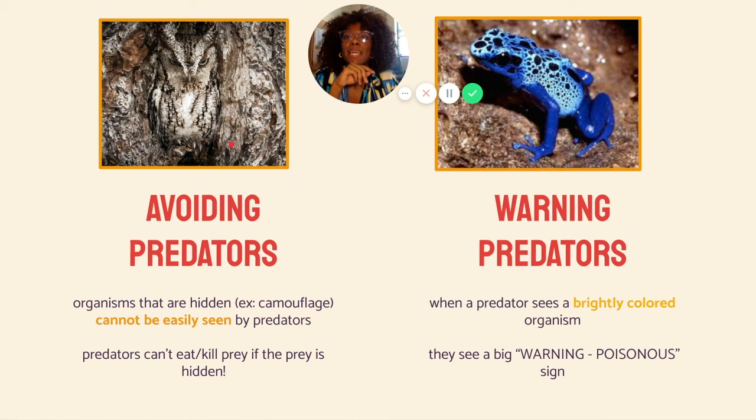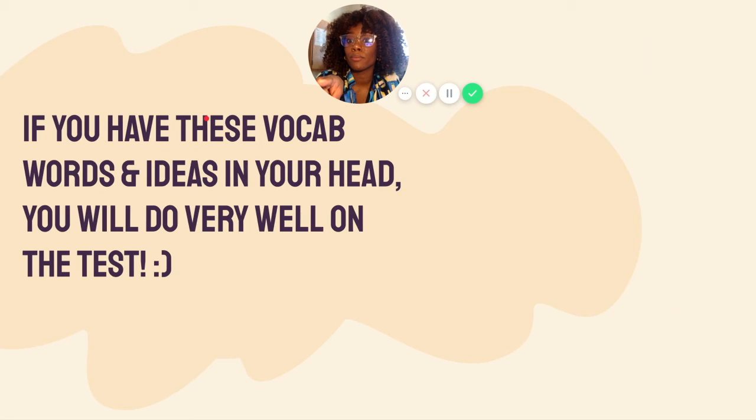While organisms that cannot be seen are avoiding predators altogether because predators can't see them. And think about it. This looks more like a warning. This is a warning to stay back. While this is an avoiding mechanism, it allows it to avoid the predator altogether.